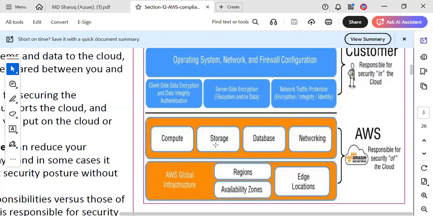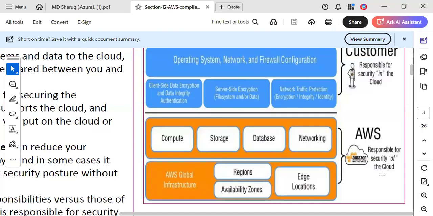VPC. Okay. Then AWS global infrastructure contains regions and availability zones. Within the zone, there will be edge locations also. In a particular location, a small data center will be there. That data center is connected to endpoints. We discussed endpoints also in S3. Okay, so AWS is there.